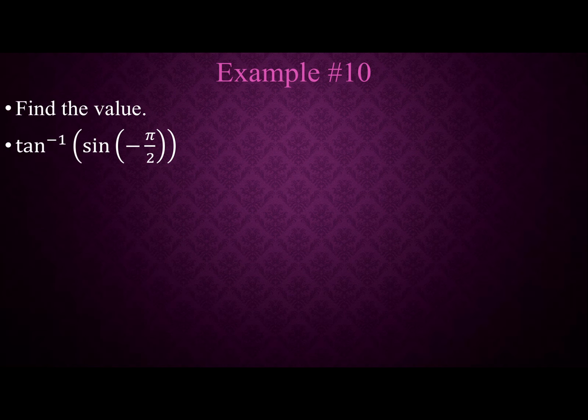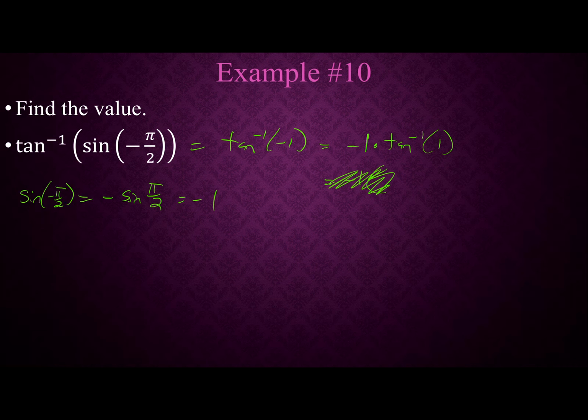So we've got tangent inverse of sine of negative pi over 2. Again, with sine of negative angles, the negative pulls outside, it doesn't disappear. So sine of pi over 2 is 1, so it becomes negative 1. So this is tangent inverse of negative 1. Like with sine, tangent pulls the negative outside, so it's negative 1 times the tangent inverse of positive 1. Tangent is positive 1 when they're both root 2 over 2s, which only occurs at 45, so it's negative 45, or at pi over 4, so it's negative pi over 4.